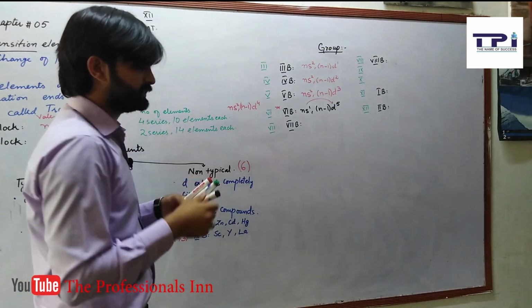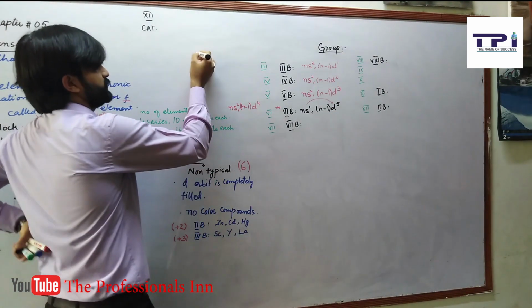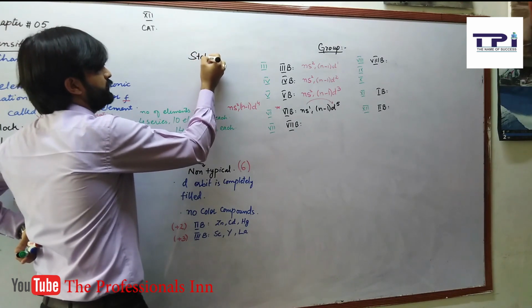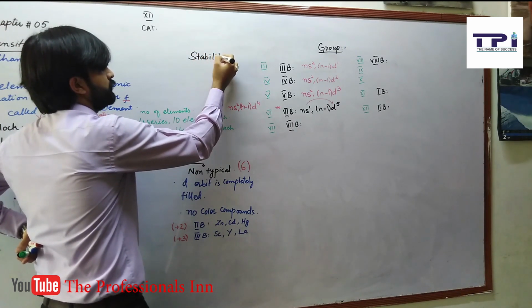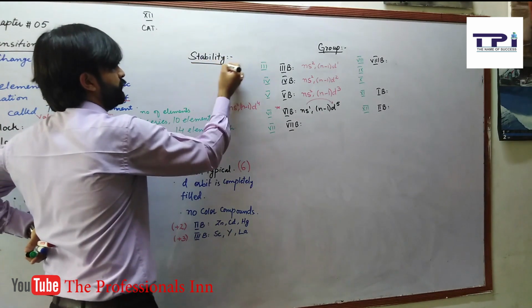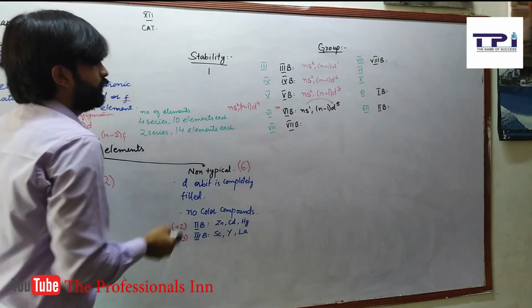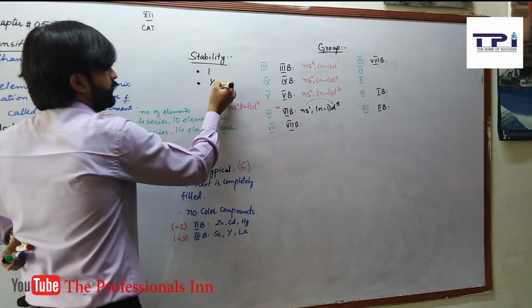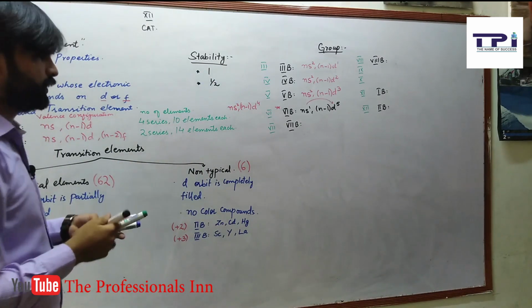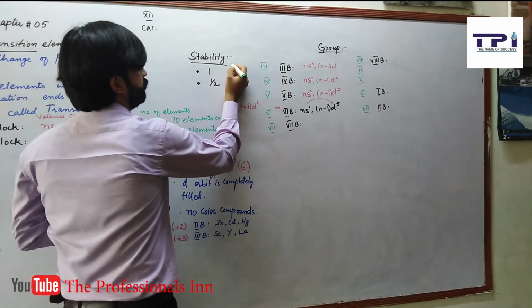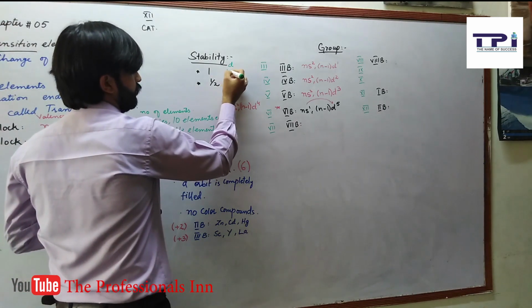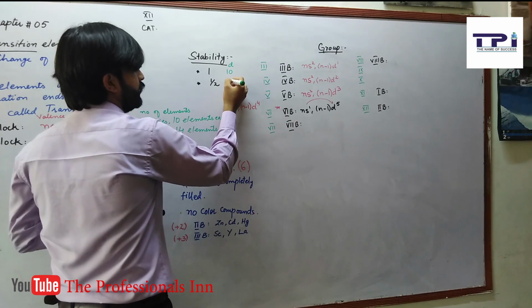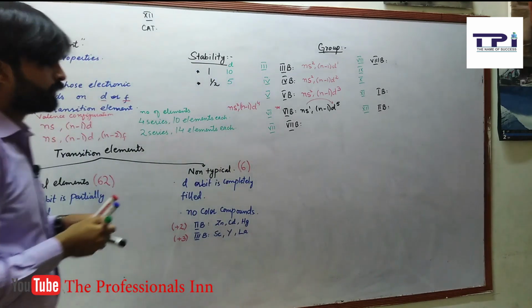You have to memorize that there are 2 conditions of stability. What are these? It should be 100% fulfilled, or it should be half filled. There are 2 conditions of stability. For the sake of D orbit, you have maximum 10 electrons. Fulfilled would be 10 and the half filled would be 5.